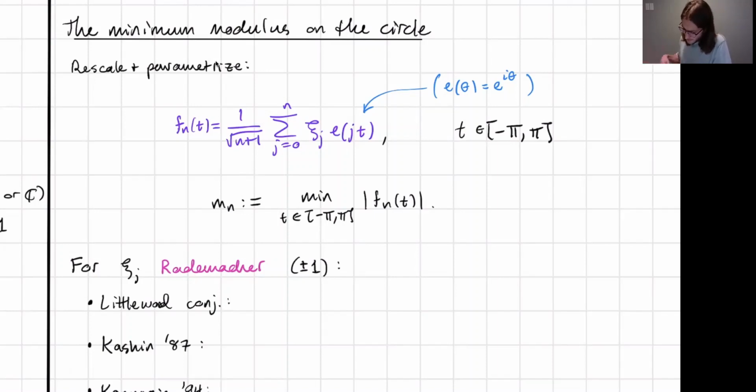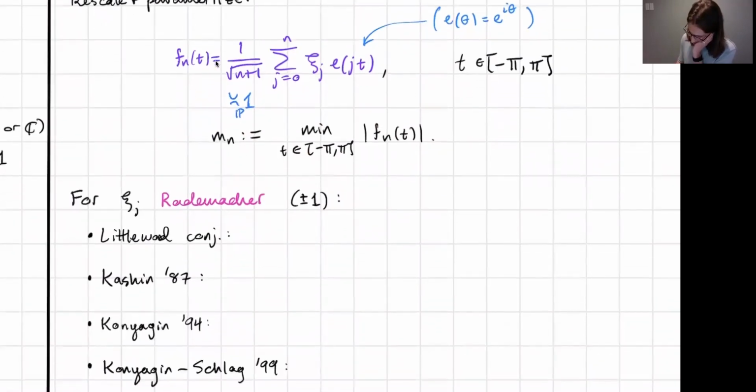If they were Gaussian, this standardizes the variance. So it's a centered variable with variance 1. This just scales it so that it is of order 1 in probability. And what we're looking at is the minimum modulus of this function.